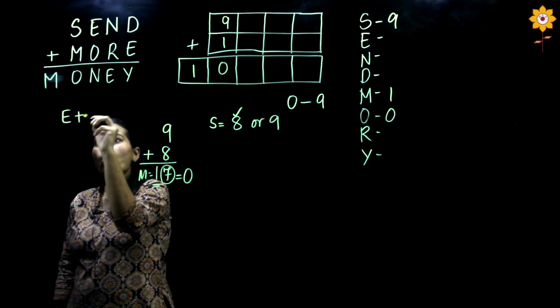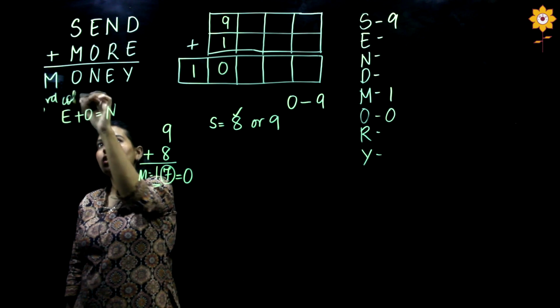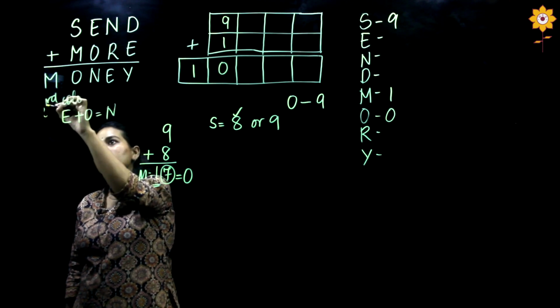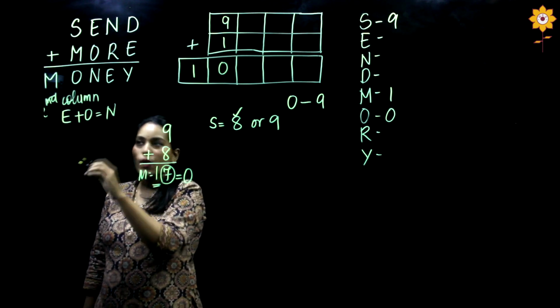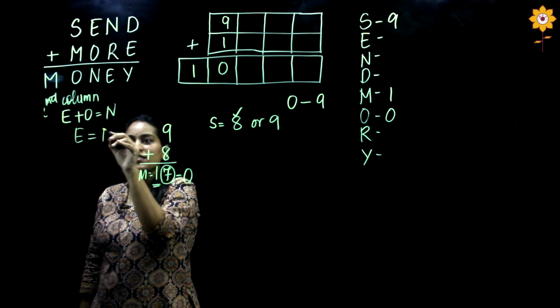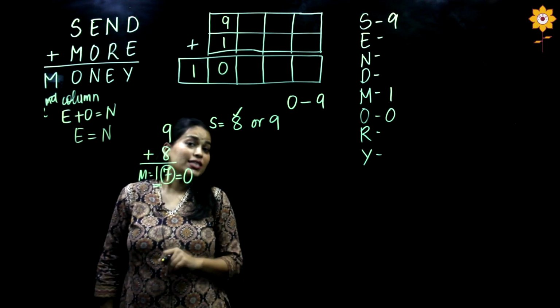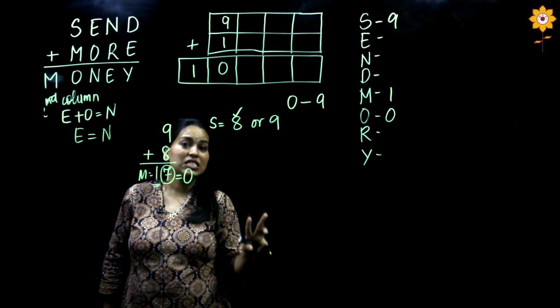Now, E plus O is equal to n. This is the second column. E plus O is equal to n. We have the value of O as 0, which results in E being equal to n. Now again, this is a problem. No two alphabets can have the same value.